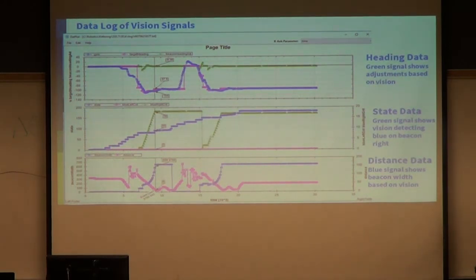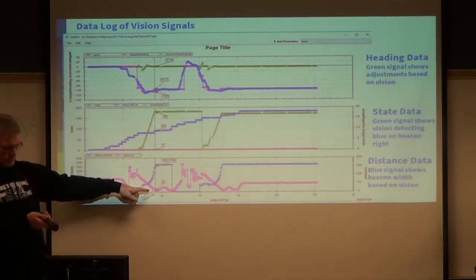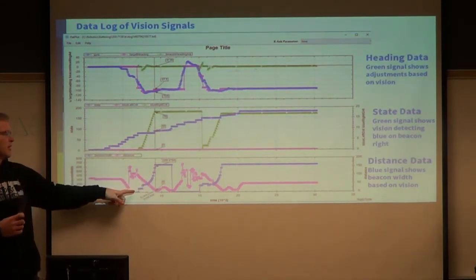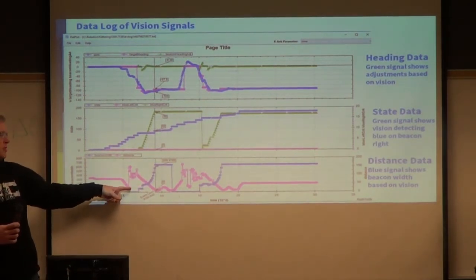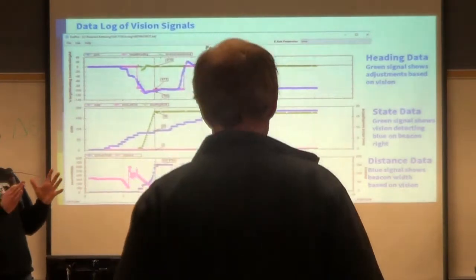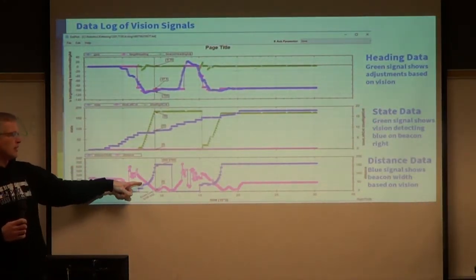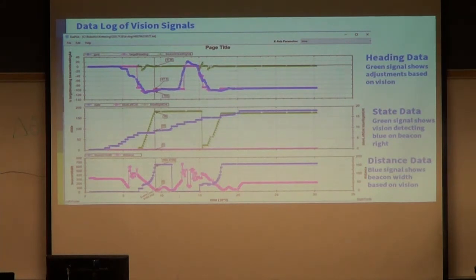So the pink is the sonar. If you look here, the pink is the sonar sensor output. It gets smaller as you get closer. The blue line is actually the camera. We're using the camera to look at the width of the beacon, so as we get closer, it gets wider. The camera has a nice clean signal of how close you're getting to that beacon object.